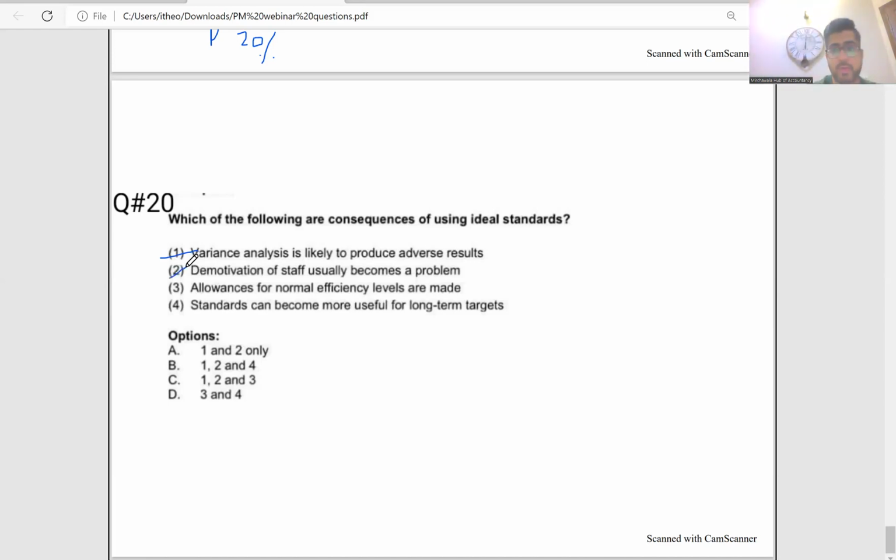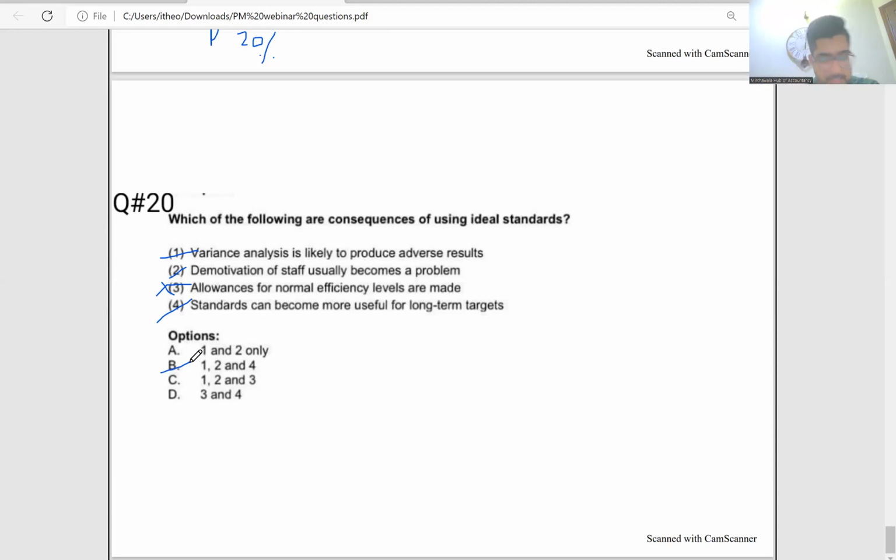Demotivation of staff, I've told you ideal standards demotivate employees. Okay. Allowances for normal efficiency levels are made. No, there is no allowance given. Three is wrong. Okay. Standards can become more useful for long-term targets. Any standard, be it ideal, attainable, or current, is useful for the long term. So 1, 2, 4 is the answer.